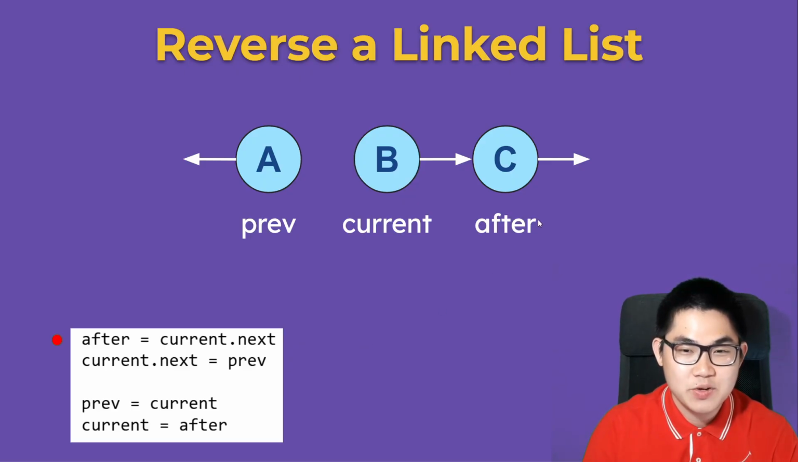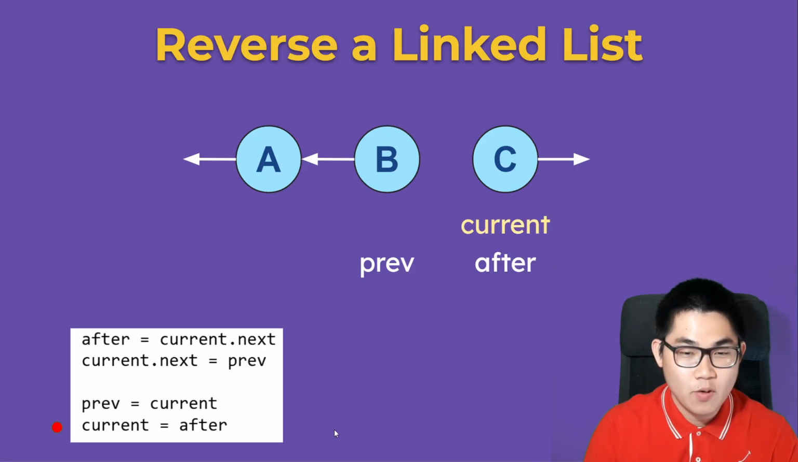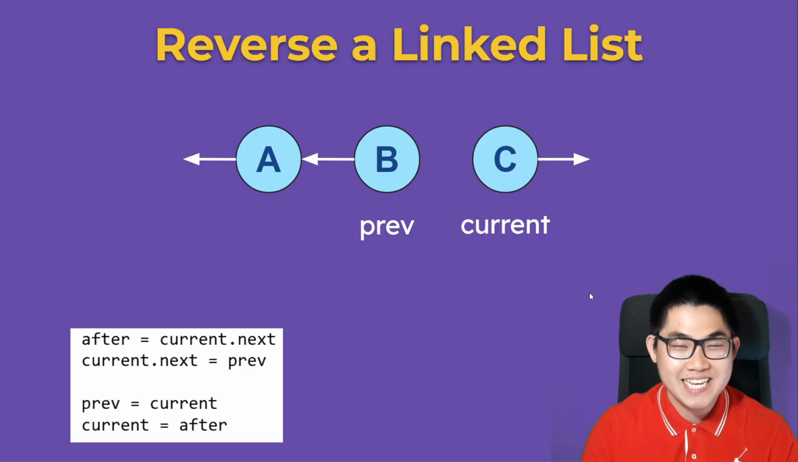The first step is to create the after pointer. We reverse this link, so point it in the opposite direction. That's the second step. And the third step is to point previous to current. And finally, the fourth step is to point current to the after. And then just make the after disappear. Just ignore it. So at this point, you might see the pattern.